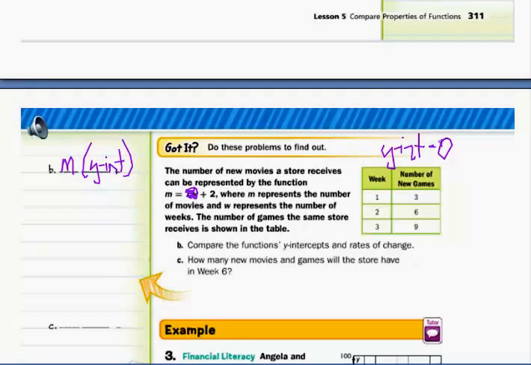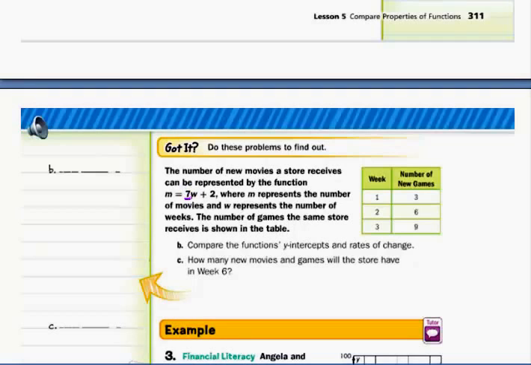The store receives 7 movies per week and 3 games per week. Now, how did I figure that out? That would be their rate of change, 7 movies and 3 games. So if I take this off of there, you know that the number in front of the x, or in this case, w, is the rate. So 7 movies per week, that's their rate.